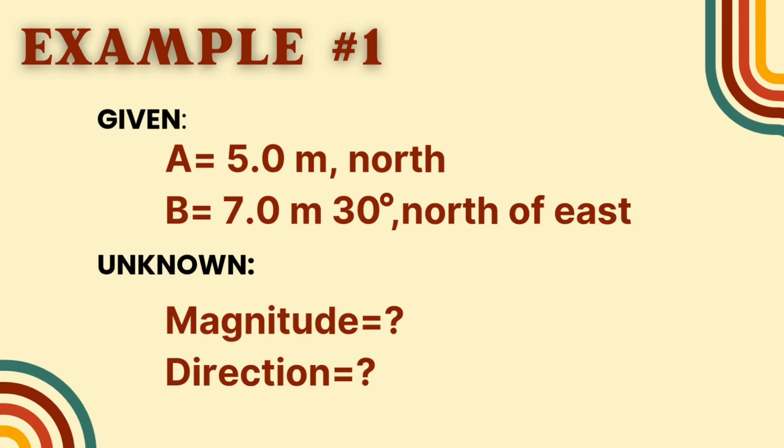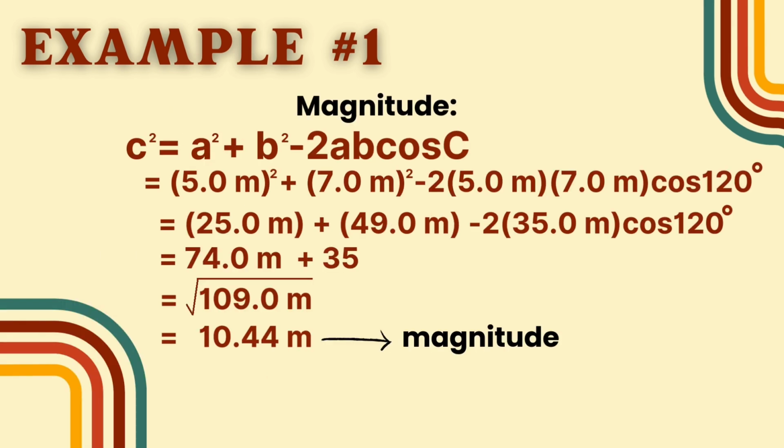For our example number 1, A is equal to 5.0 meter north, B is equal to 7.0 meter 30 degrees north of east. 5 squared plus 7 squared minus 2 times 5 times 7 cos 120 degrees. 120 degrees because 90 plus 30 degrees. So 25 plus 49 minus 2 times 35 cos 120. So it will be 74 plus 35 is equal to 109, and the square root of 109 is 10.44. So it is our magnitude.